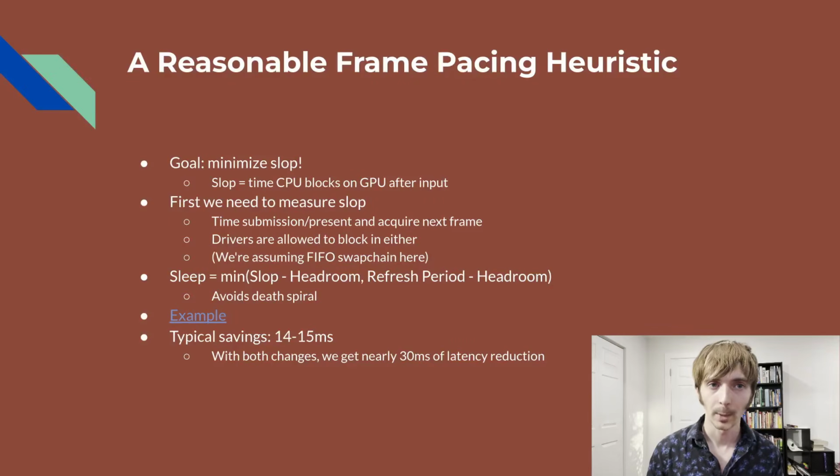If we combine both our swap chain changes and our frame pacer changes, we get a total of 30 milliseconds of input latency reduction at 60 hertz, which is great. That's enough to take a slightly sluggish feeling application and make it feel snappy.